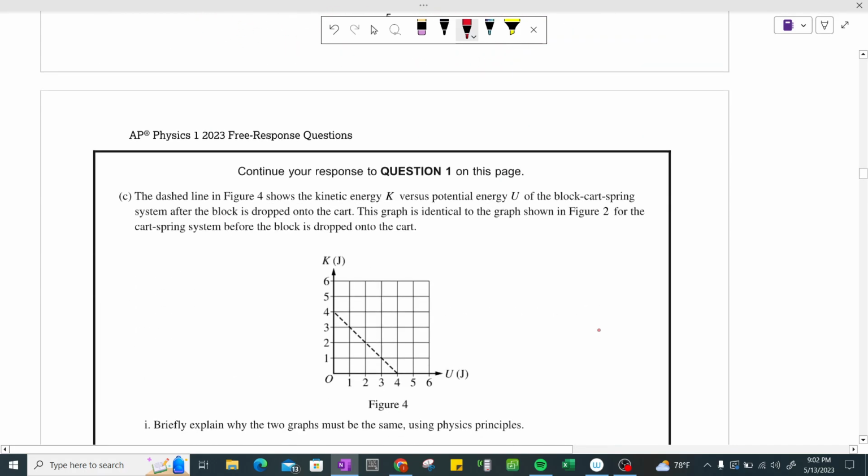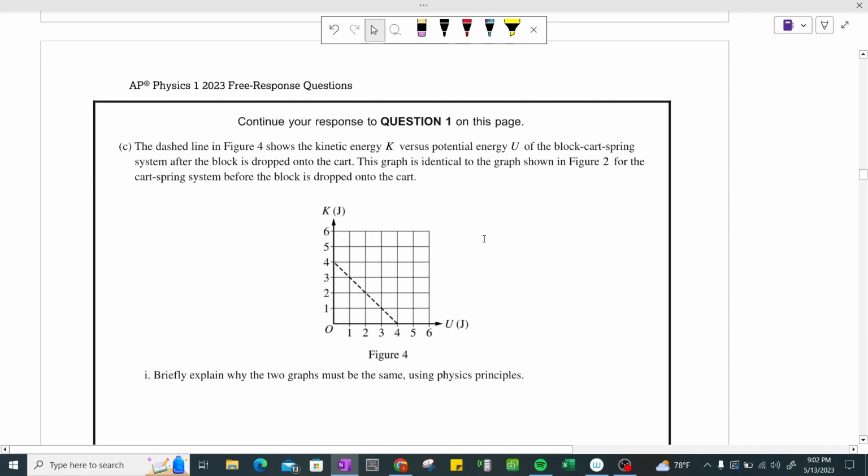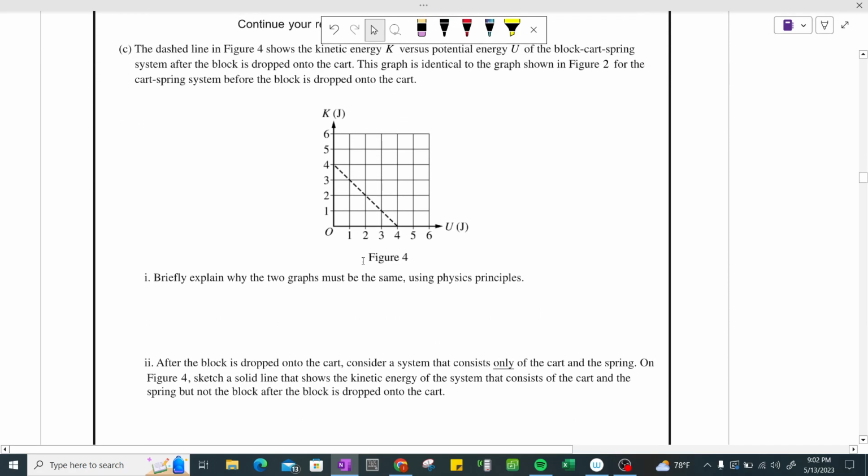Part C, the dashed line in figure 4 shows the kinetic energy K versus potential energy of U after the block is dropped on the cart. Graph is identical, and explain why the two must be the same. My main focus, I would imagine, here is going to be that our potential of a spring is equal to 1/2 kx squared.